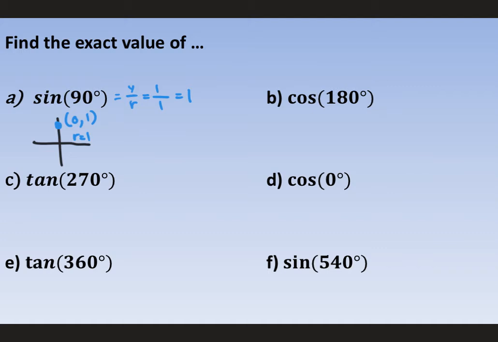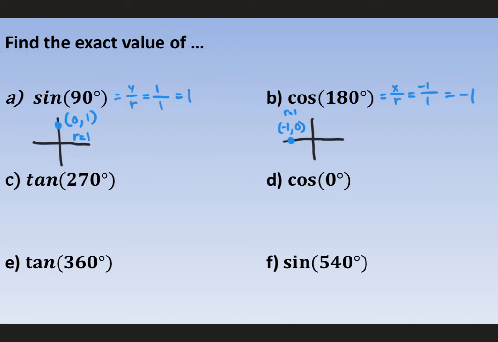All right, we'll do the same thing. We'll do cosine of 180. We'll put our point on there. It's over here to the left. We went left 1 and up 0 units. Our r is always 1. My cosine of 180 is my x value over my r value. Here my x value is -1. My r value is 1, so cosine of 180 is -1.